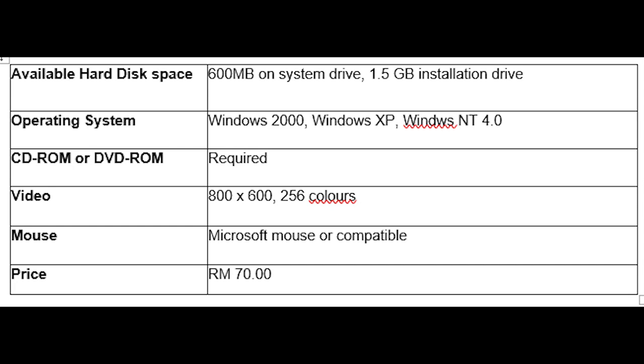And this is Visual.net, also known as VB.net. The specification for Visual.net or VB.net is available hard disk space of 600 MB on system drive, 1.0 GB installation drive. The operating system is Windows 2000, Windows XP, and Windows NT 4.0. CD-ROM or DVD-ROM is required. The size for the video is 800x600 with 256 colors. Microsoft mouse is compatible, and the price for this .net is 70 ringgit.